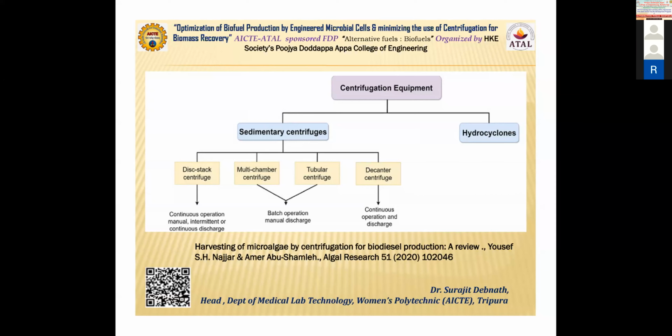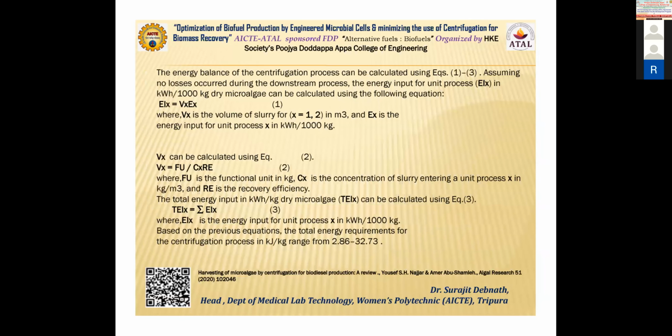Now these are the centrifugation processes everyone knows, and there are some pros and cons, but these are the different centrifugation systems which are still in use in the biodiesel industry. Eventually we have been able to find out the cost of centrifugation, and we have also been able to calculate the cost of per unit biodiesel production only due to the centrifugation process.